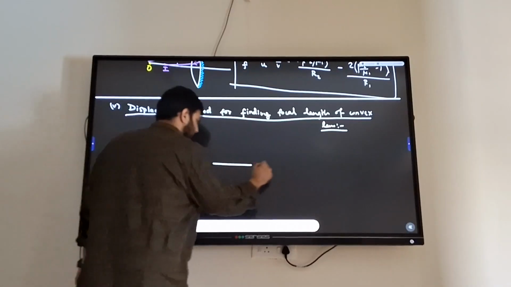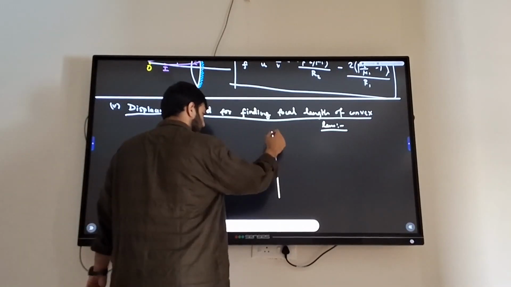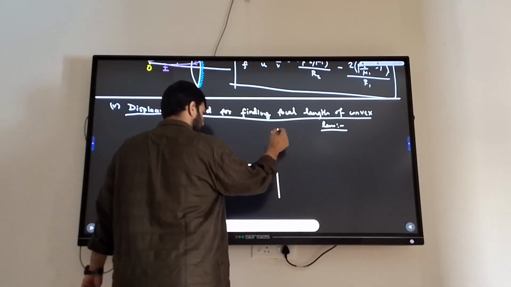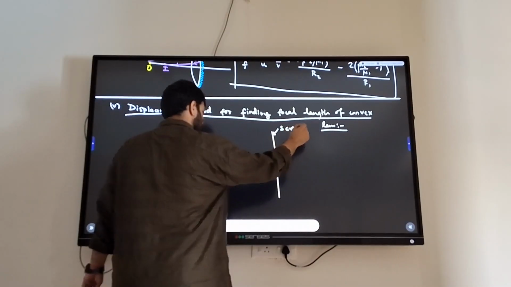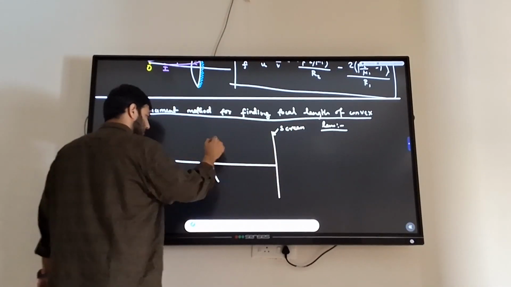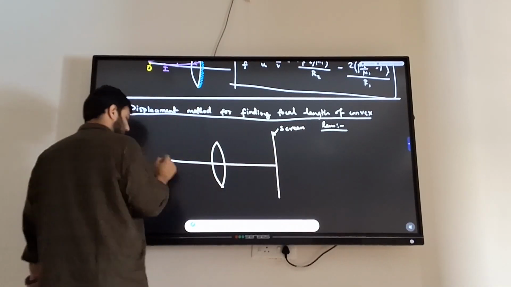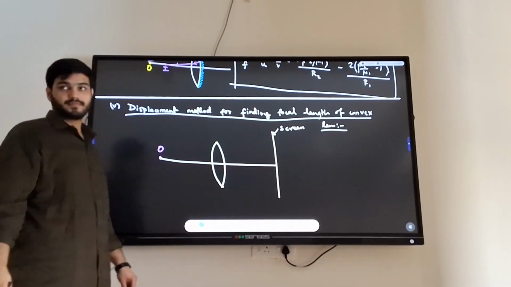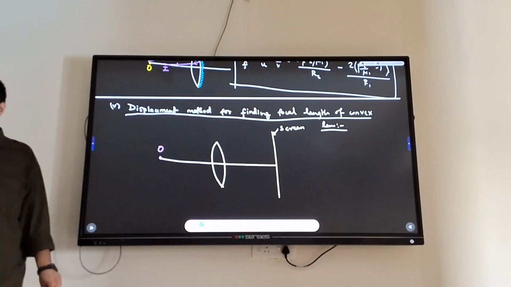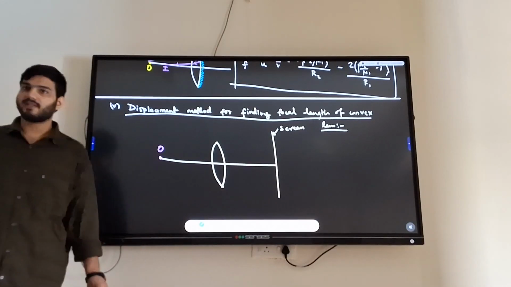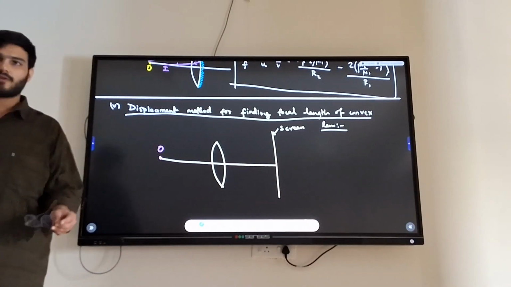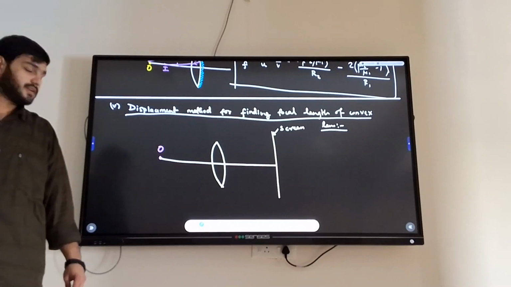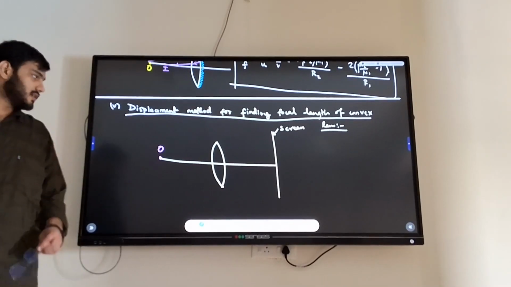This is the setup. You have a screen here, a convex lens here, and an object over here. The whole process is this. Let me read out the whole process, then we will try to find it.